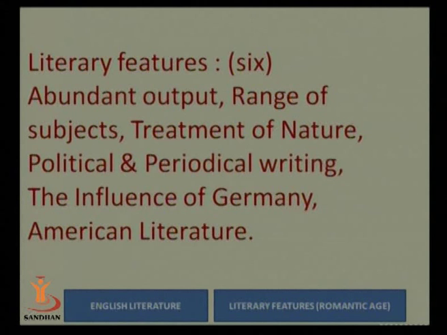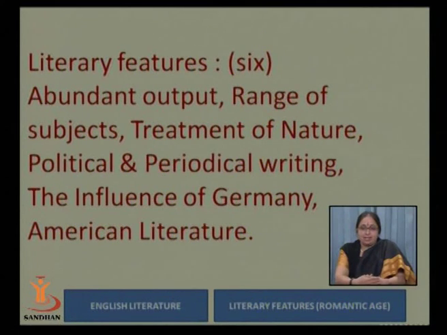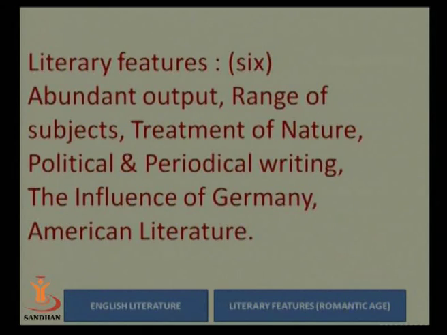What are the literary features that we will be discussing? The 6 of them, which are very important. Abundant output. That's why I said there would be a resonance of the Elizabethan age. That was one age which was very rich as far as literature was concerned, and this is one common feature that you will find. If you bring about a comparison between these two ages, you will find a lot of similar things happening. So abundant output is one of the features. We will discuss that at length.